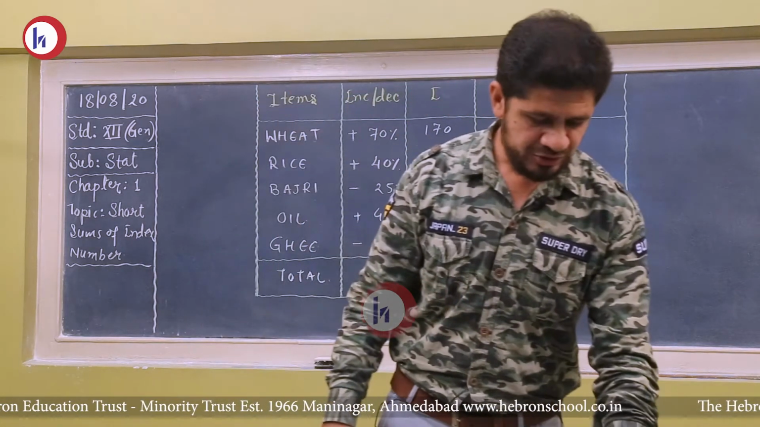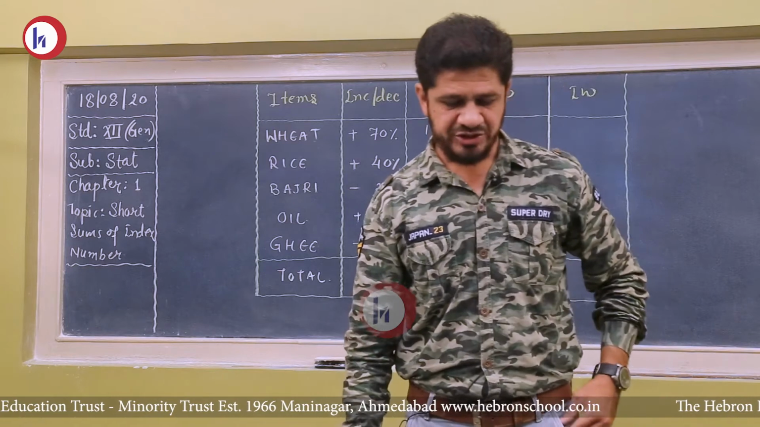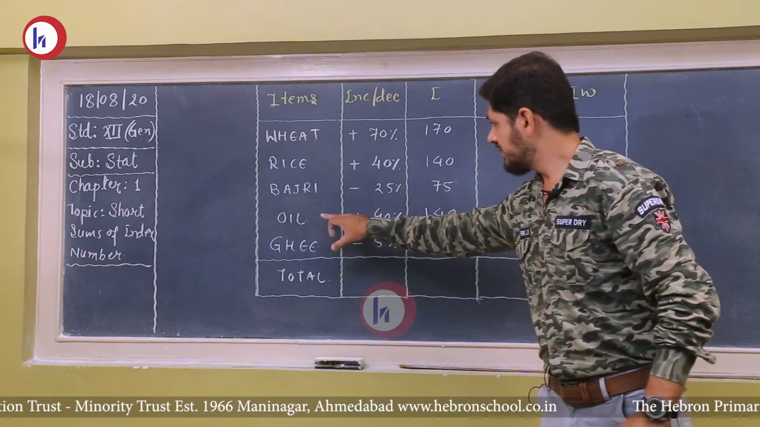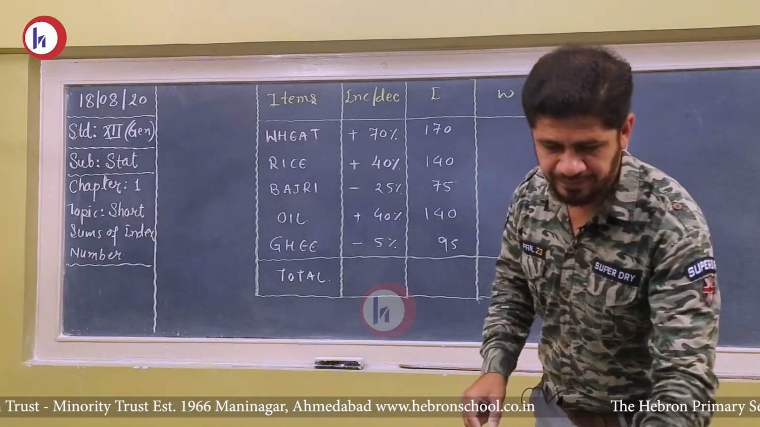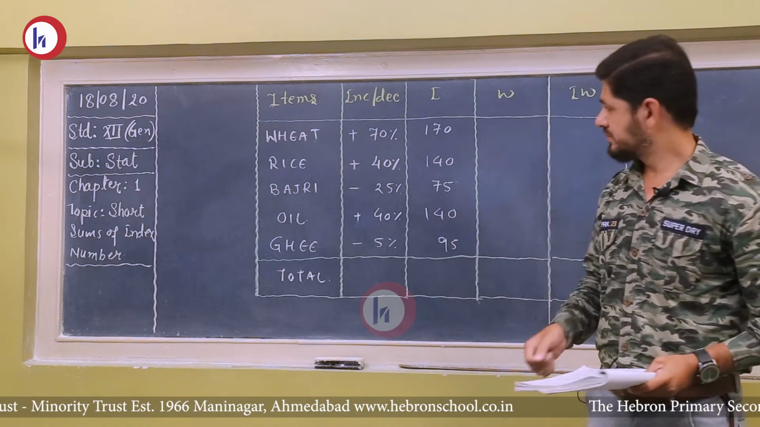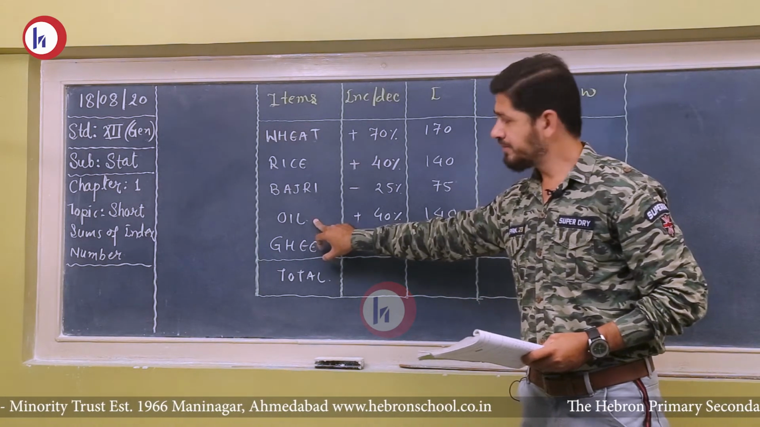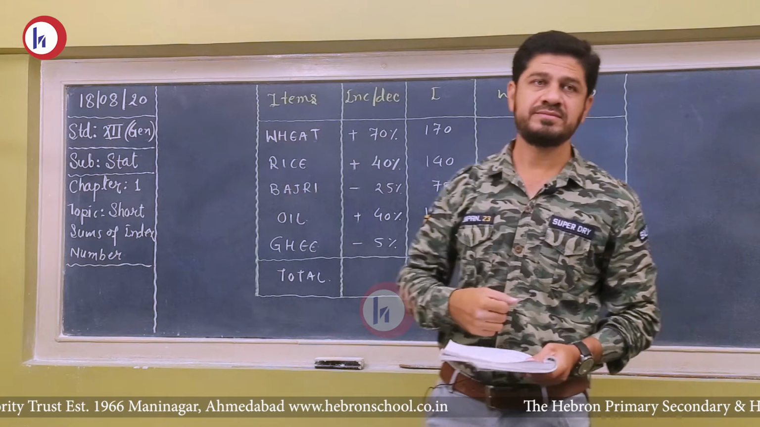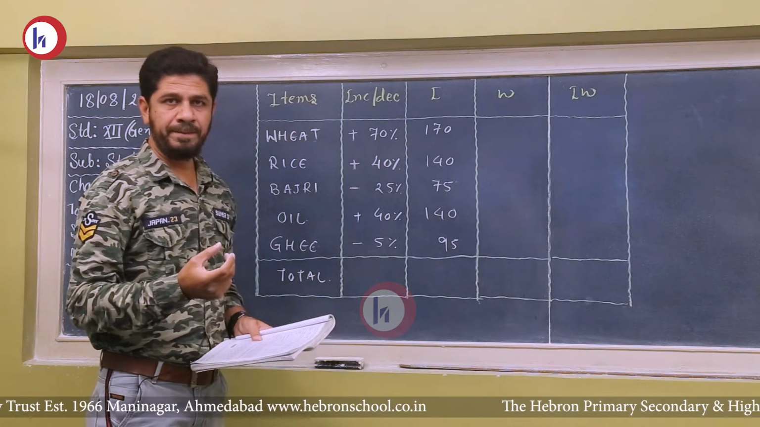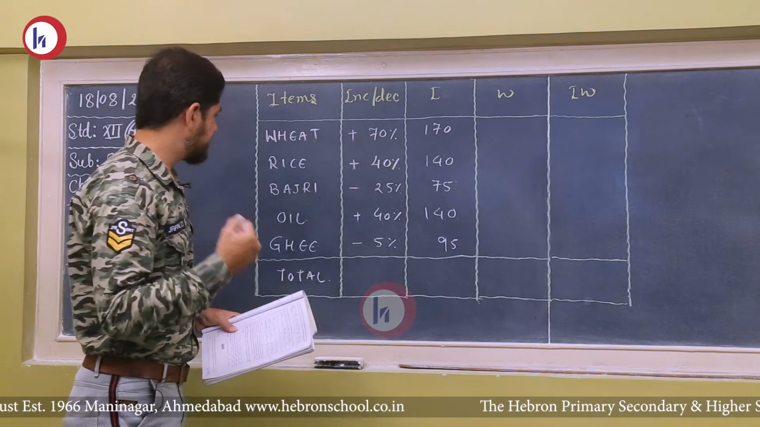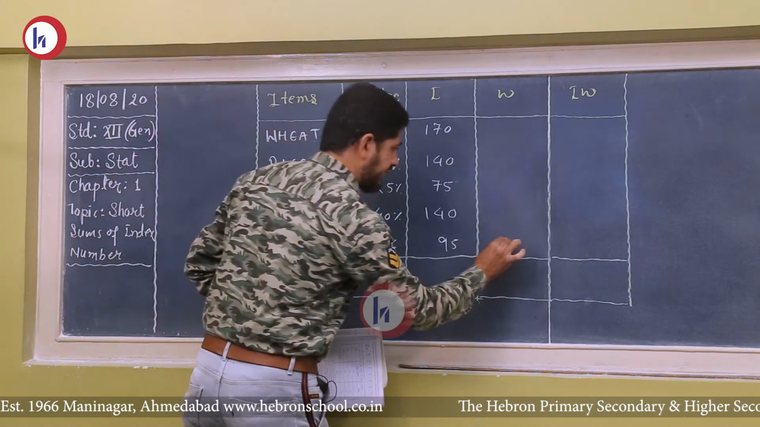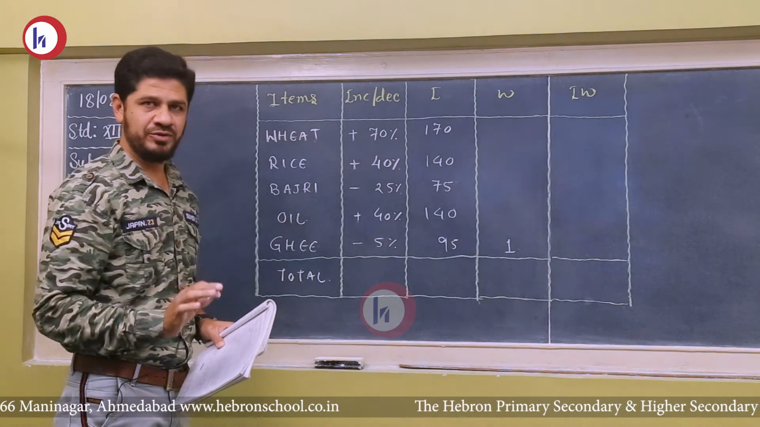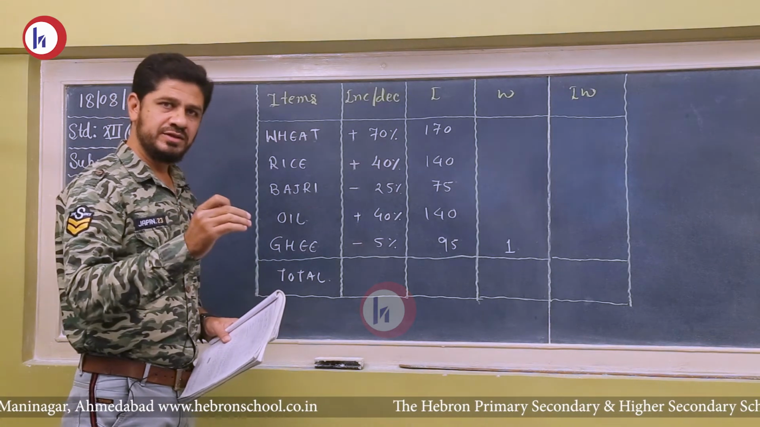Now W, that is also known as importance. Let's read it. The importance of oil is 3 times, and the importance of rice is double of that of ghee. Now friends, we do not know the importance of ghee, so let's assume the importance of ghee as 1. You can take any value, but if you take 1, the sum will be easier.